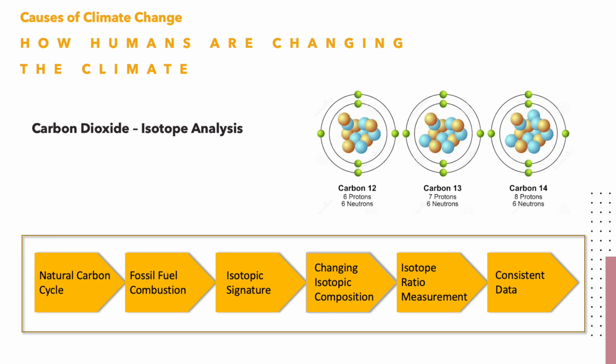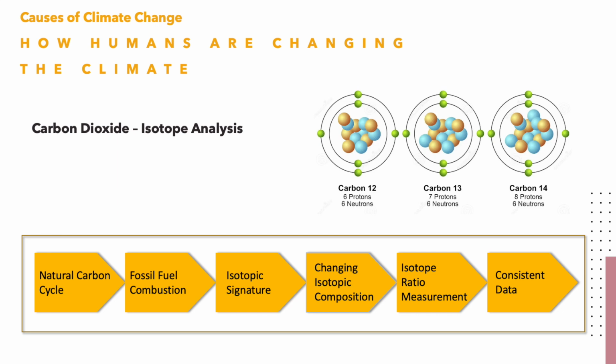An isotopic signature refers to the specific combination of isotopes present in a sample of a substance. Since different sources or processes can create different combinations of isotopes, scientists can use isotopic signatures to identify where a substance came from or how it was formed. It's like a unique fingerprint that helps scientists understand the origin and history of materials.